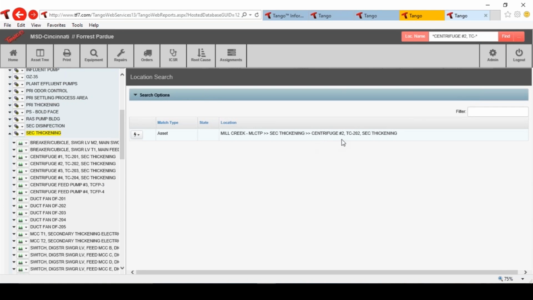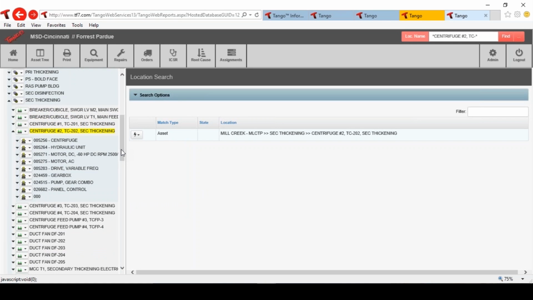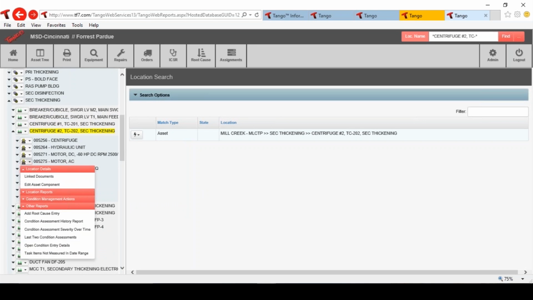And if I go to, let's locate that in tree. So it's got the centrifuge, the motor, and so forth. And so again, if I want to look at that motor, there's several things I could look at.